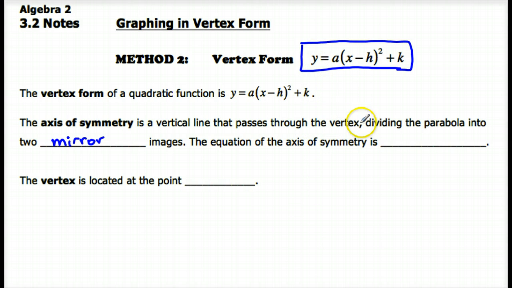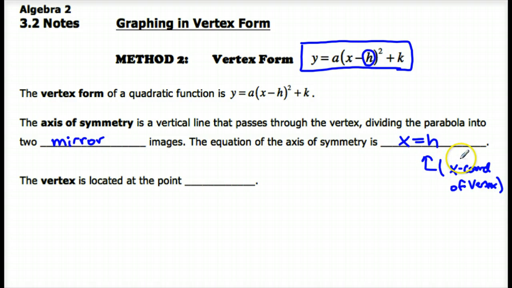For vertex form, it's just going to be x equals h. So it's going to be x equals this number right here, the number that you're subtracting inside those parentheses. Okay, and then also, again, just like for your first video, this is also the x-coordinate of your vertex, x equals h.